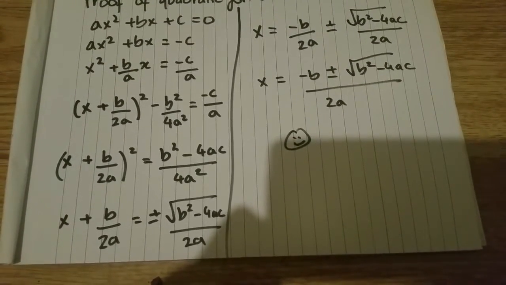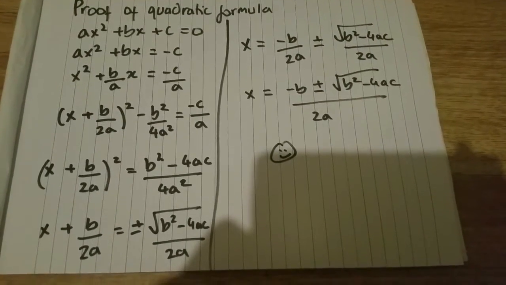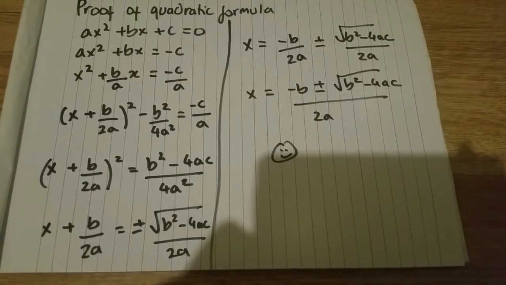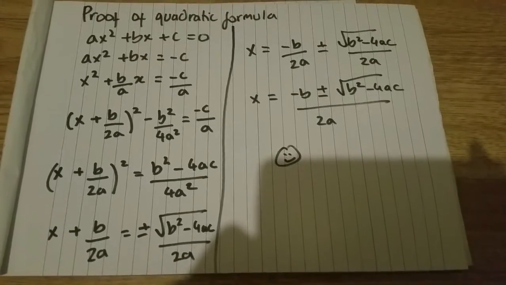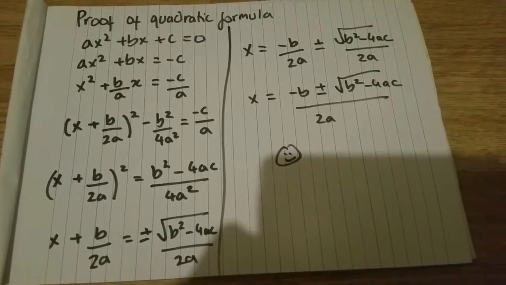Put it all on one side, you get line number 5. Square root, you get line number 6. Put the b over 2a on the other side, line number 7, and they've got a common denominator, so just put them all together to get the final formula as you know it. It's not as bad as it looks.